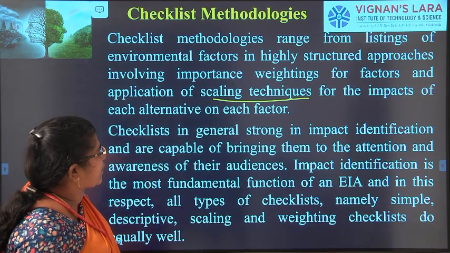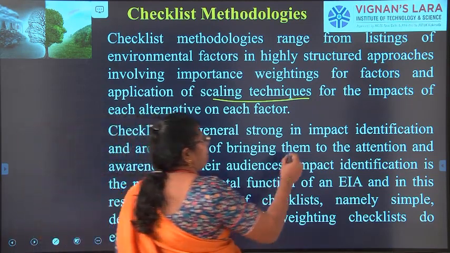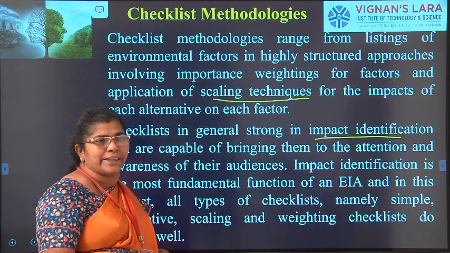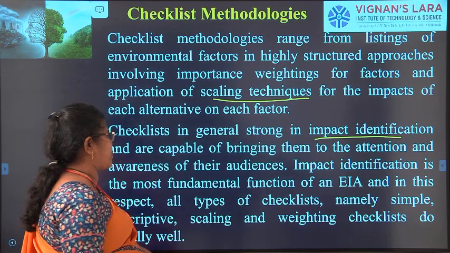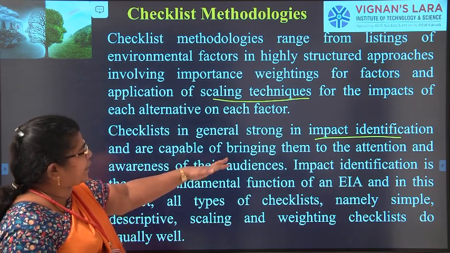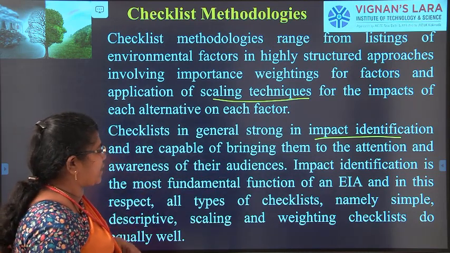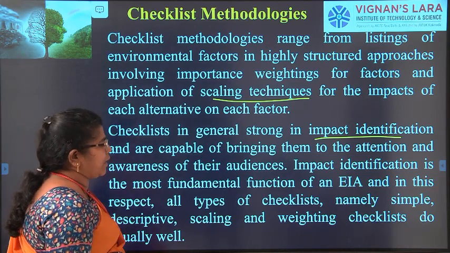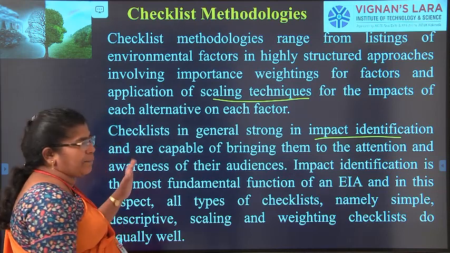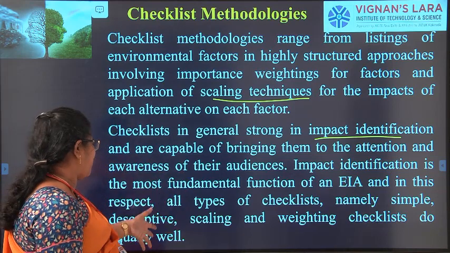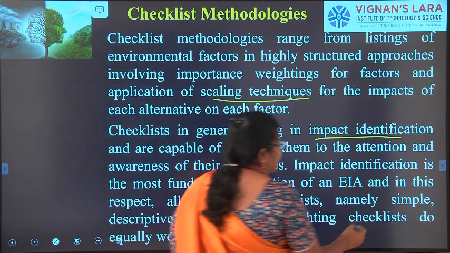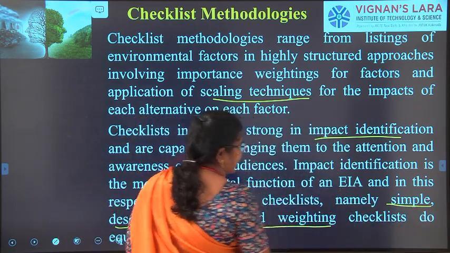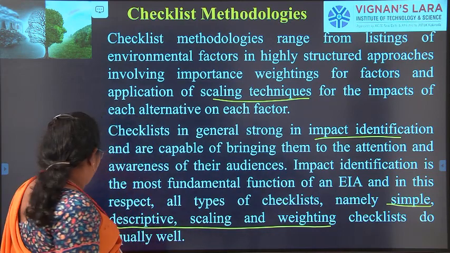Okay. So actually what is there now? It gives a very good impact identification. So instead of going for flora and fauna in general, I can tell that the tiger species is going to get reduced. Okay. And they are capable of bringing it to the attention and awareness of the audiences. Impact identification is the most fundamental function of EIA, and this is mainly made possible because of this checklist. Maybe simple. What is a checklist method? It is a very simple method. Descriptive method, scaling and weighing checklist do it equally well.